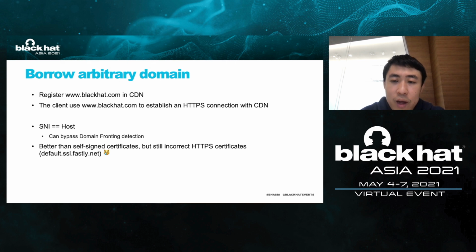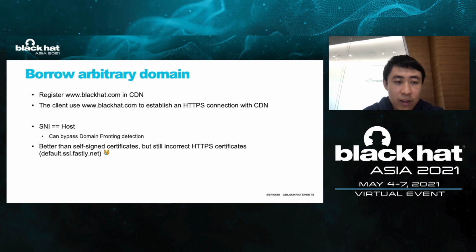So until now, we can borrow arbitrary domain CDN. We have SNI equal to host, which can bypass domain fronting detection. But we still do not have a correct HTTPS certificate because the CDN does not have the cert and private keys. We should set verify SSL cert to false to make a connection. There comes the question: how to obtain a valid HTTPS cert?